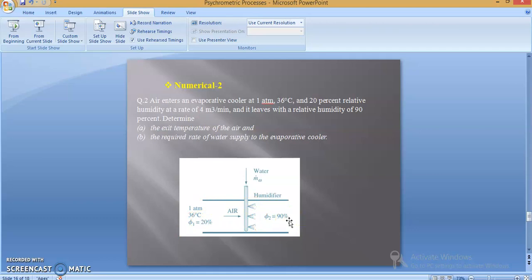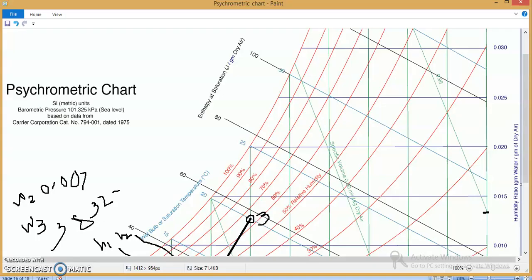So in the given evaporative cooler, the initial air temperature and relative humidity is given, and the exit relative humidity of 90% is also given. So what you have to determine is the exit temperature of air and the required rate of water supply to evaporate. So let us first plot this on the psychrometric chart.